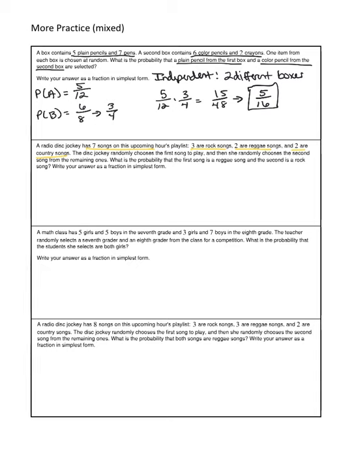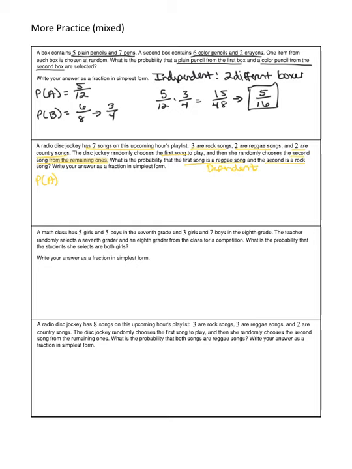The disc jockey randomly chooses the first song, then randomly chooses the second one from the remaining ones. This is a key phrase. From the remaining ones means dependent, because once you play a song, you cannot unplay it. It's out of the list. It's played. So from the remaining ones is a very key phrase. What's the probability that first is reggae and second is rock?